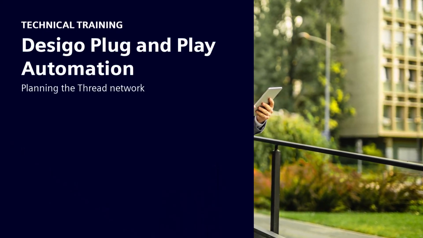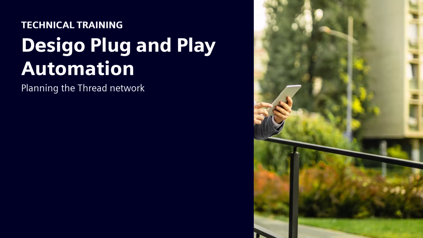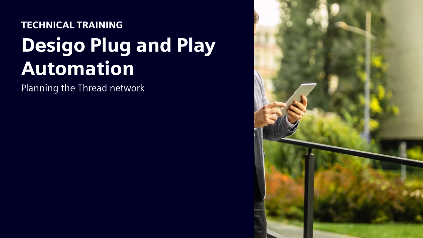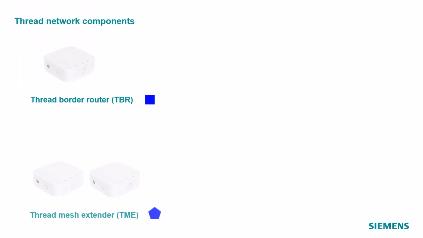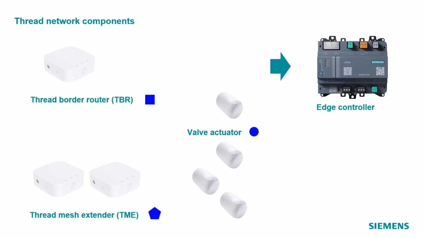Welcome to this instruction video for Siemens Desigo plug-and-play automation, planning the thread network. The thread network consists of thread border routers, thread mesh extenders and valve actuators. The blue icons are used in the example plans that follow.